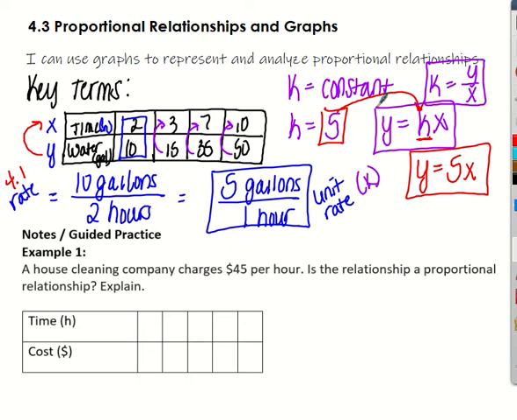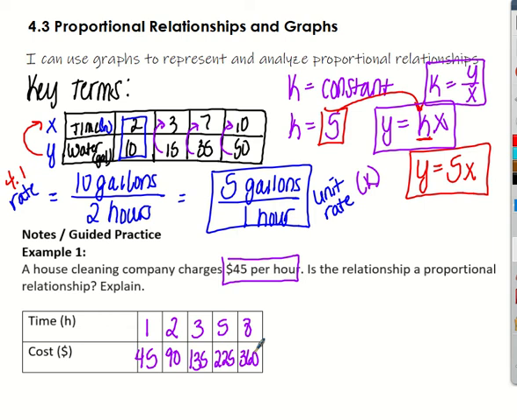So let's look at our first example. Example 1 says a house cleaning company charges $45 per hour. Is the relationship a proportional relationship? This one already told us that for 1 hour, it's going to cost us $45. Then for 2 hours, 45 times 2 is going to give us 90. For 3 hours, it's going to charge us $135. For 5 hours, it's $225, and for 8 hours, it's $360.